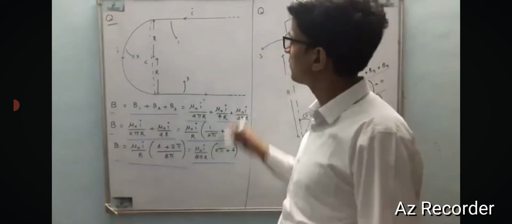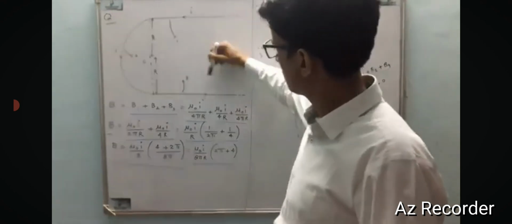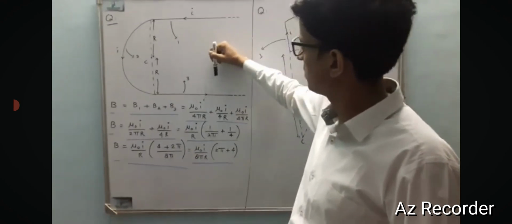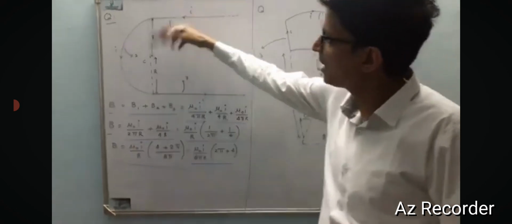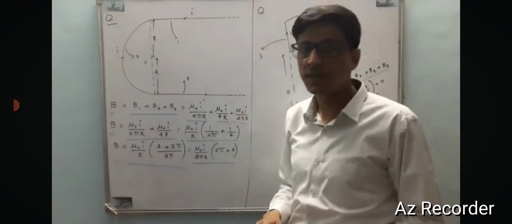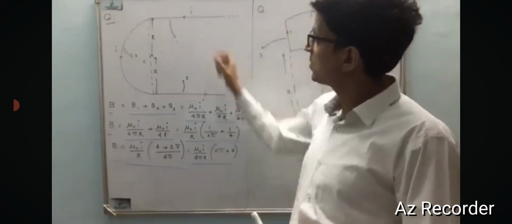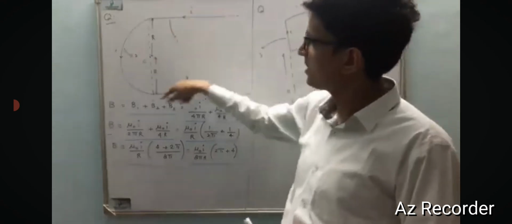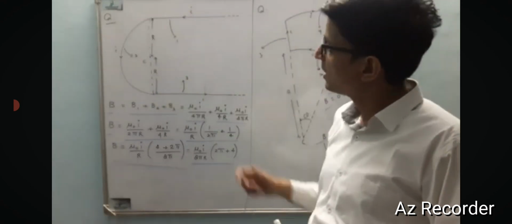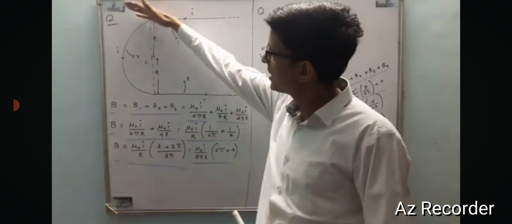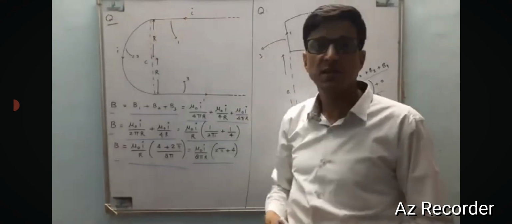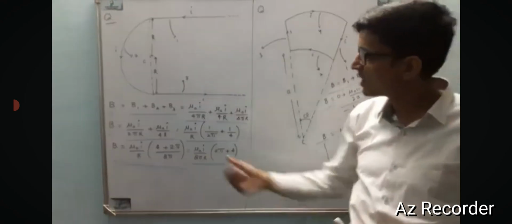In the first question, there are two semi-infinite line charges and one semicircle, and you need to find the magnetic field at the center. So there are three parts, part 1, part 2, part 3. Magnetic field will be the sum of these. As you can see from the directions, magnetic field from all the elements will be up the plane. So I have just added them.